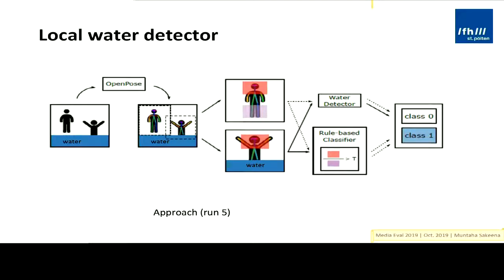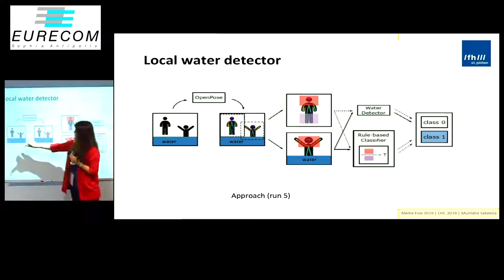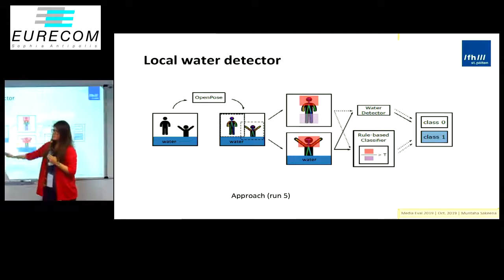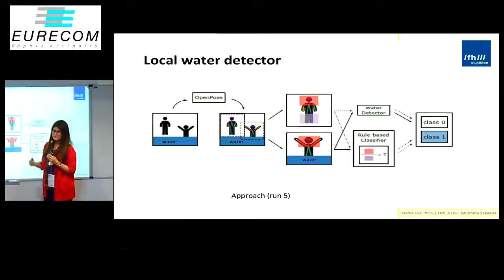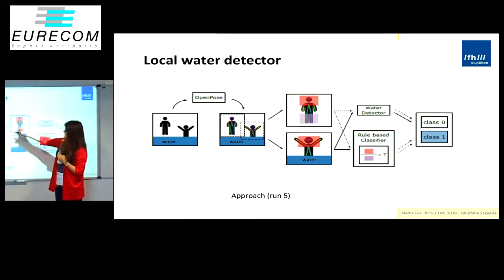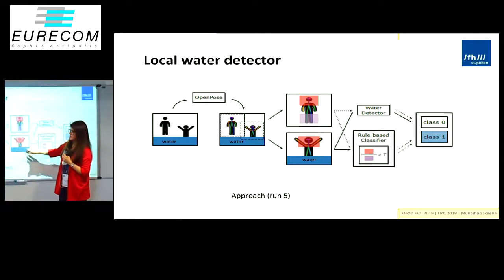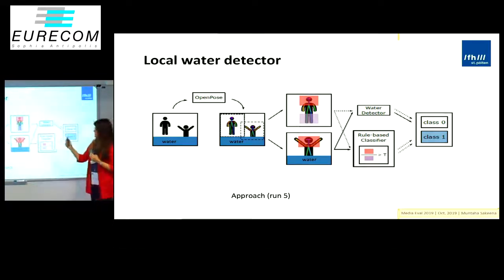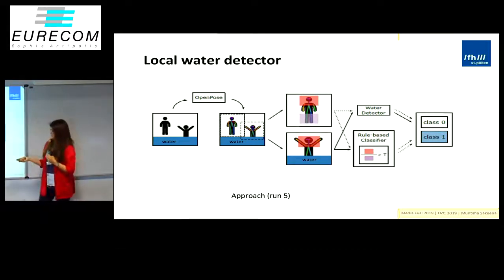The next one is the local water detector. What we do here is apply OpenPose. As OpenPose already gives you the body parts or skeleton, we compute the bounding box, and for each bounding box we check whether there is water in the box for this person. If the lower part is missing and there is also water for each person in the image, the final result is again the combination of the water detector and the rule-based classifier. We use this for approach 5.